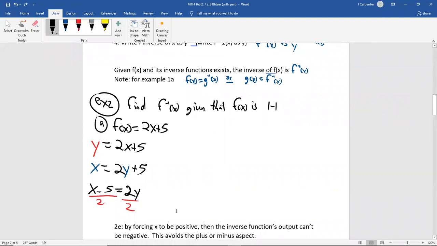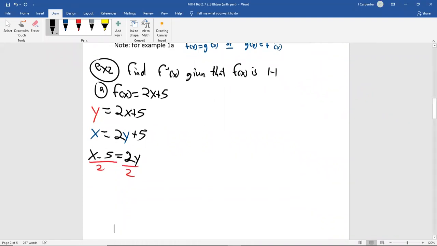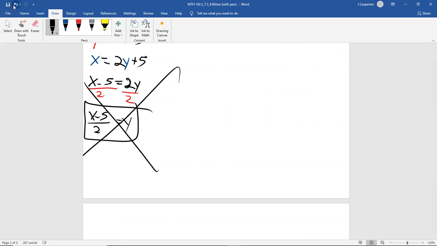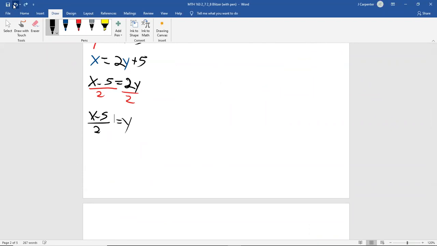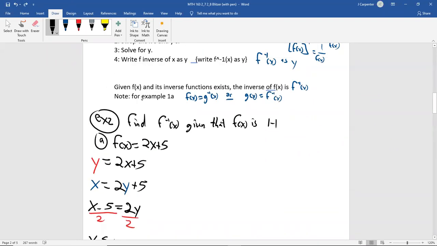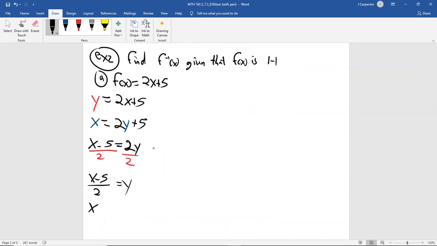So then that gives us, wow, I need way more room than what I thought. It's okay. x minus 5 over 2 is equal to y. Now, if you stop here, that is wrong, because you are not demonstrating that you have just found an inverse, which is why that last step says write f inverse instead of y. So we just changed the y to an f inverse. So x minus 5 all over 2 equals f inverse of x.